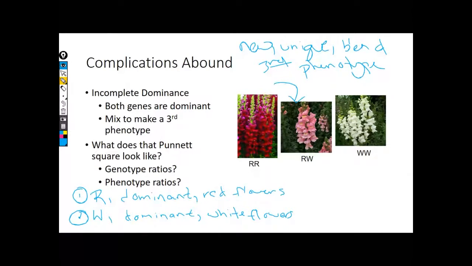This third phenotype is neither red nor white. I can't go in here and circle any red bits. I can't go in here and circle any white bits. This is wholly brand new. It is a brand new, unique, blended phenotype. And this is iconic. This is special to incomplete dominance. This is one of the things you can use to tell it apart from some of the other complications we're going to look at.